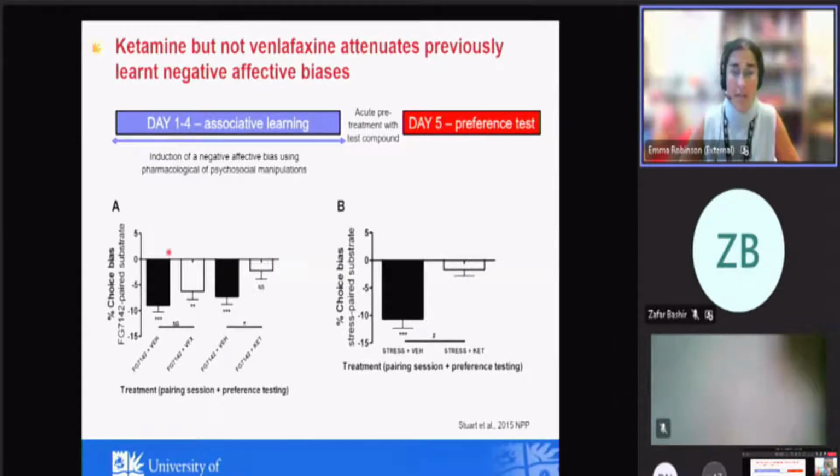So to test this, we use a protocol where we induce a negative affective bias, and then we give the drug treatment before the preference test. And so here you can see the expected negative affective bias. The conventional antidepressant venlafaxine had no effect. It failed to reverse that. However, ketamine did, and ketamine nicely reversed the effects. We also see the same with the psychosocial stress. So again, it's not just a pharmacologically induced negative affective bias, but also a stress-induced bias. And this is work we published some years ago.